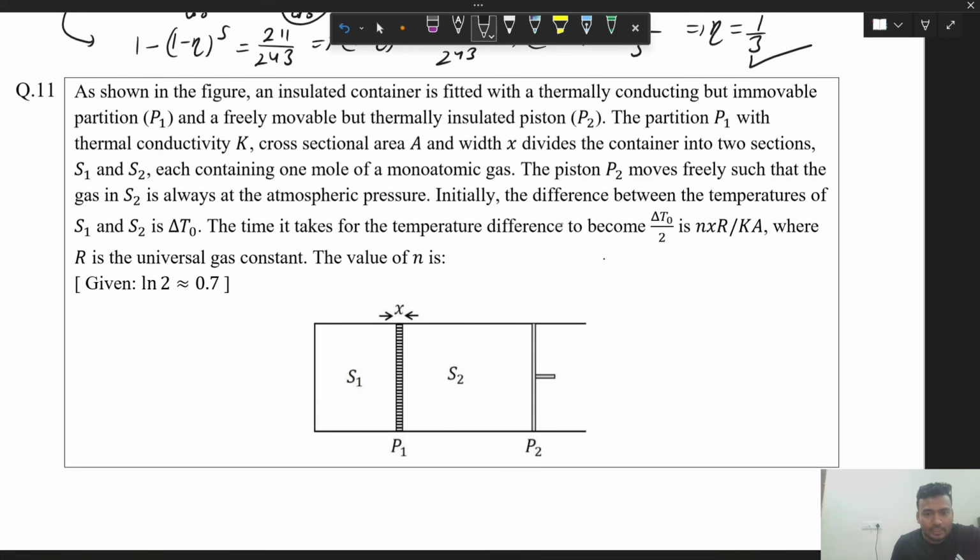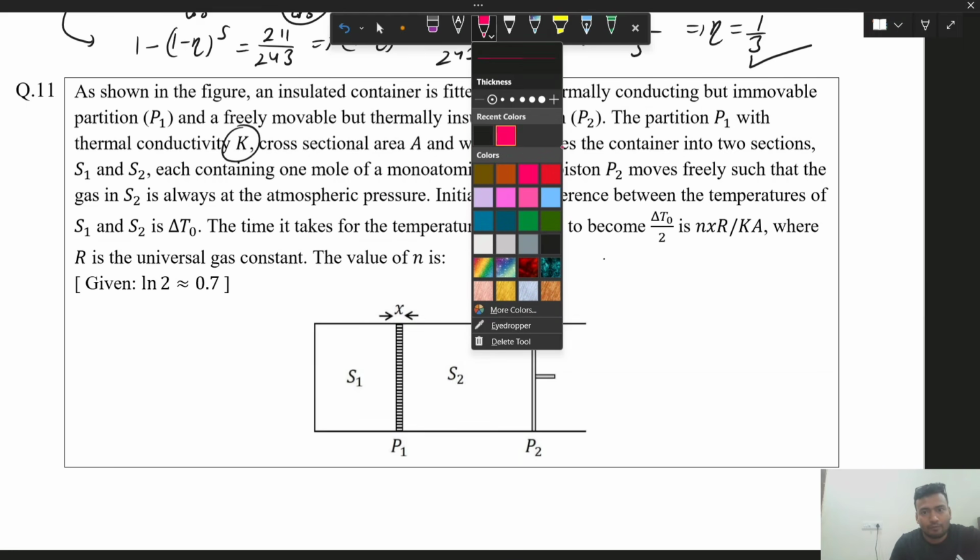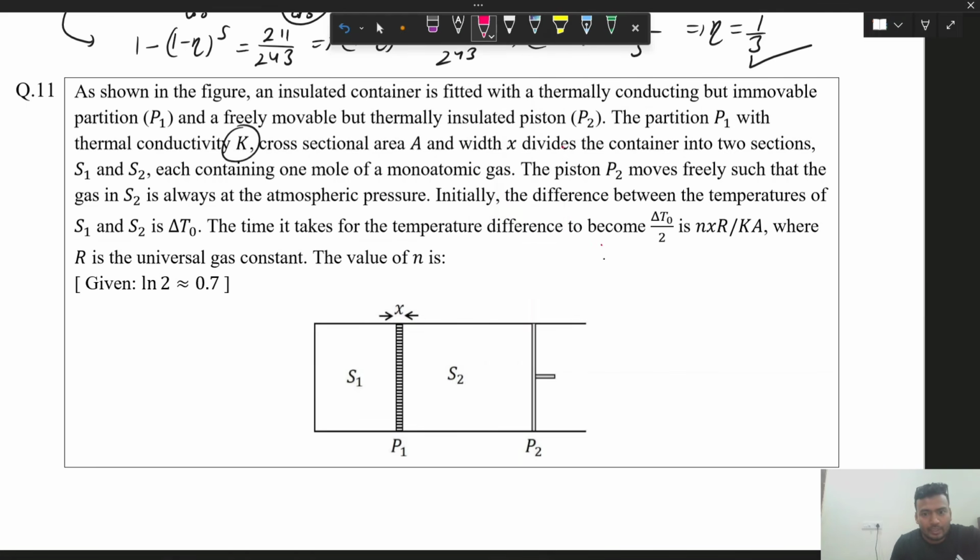And ये P1 जो है ना, it is actually a fixed piston and it is not allowed to move, but it can conduct. It has some conductivity. Okay. So basically, heat energy can go from left to right. Okay. And here it is free to move. Piston P2 is free to move. There is no kind of any constraint.